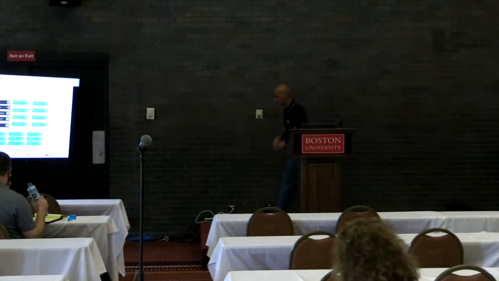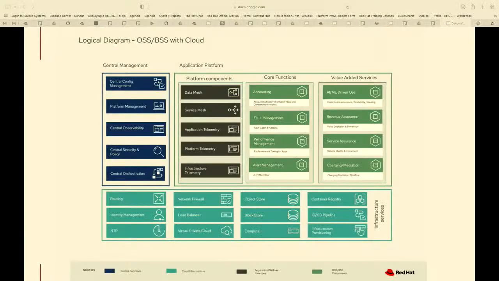This is a view of each of these. So at the underlying level, you see a common theme, infrastructure services provided by hyperscalers. On the left, you have central management. This is a piece that's changed for OSS BSS. So you have platform components that we talked about.